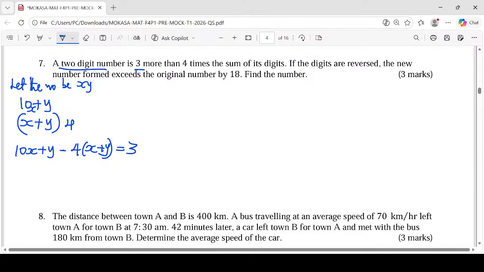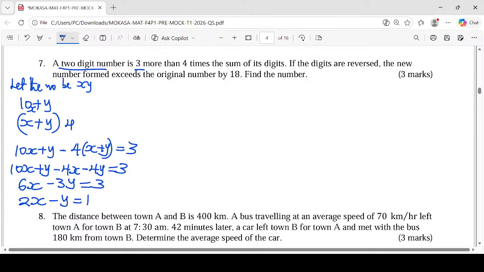Upon trying to solve it, we have 10x plus y minus 4x minus 4y is equal to 3. 10x minus 4x is 6x. Then y minus 4y is minus 3y, is equivalent to 3. This can further be simplified by dividing through by 3. This makes it 2x minus y is equivalent to 1. And this is going to become equation 1 of our discussion.